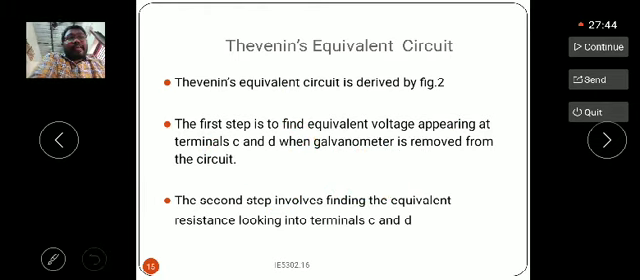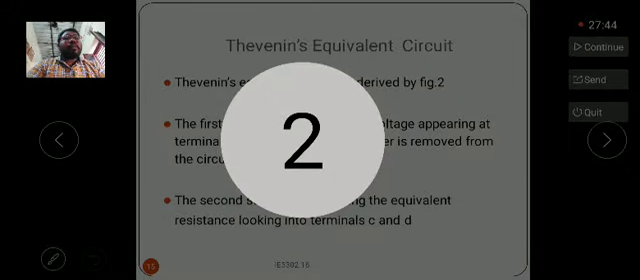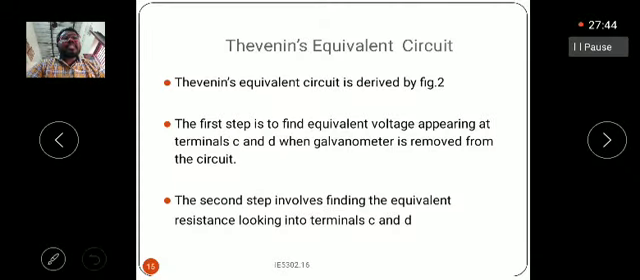Here the first step is to find the equivalent voltage appearing at the terminals of C and D when the galvanometer is removed from the circuit. The second step involves finding the equivalent resistance looking into the terminals C and D.